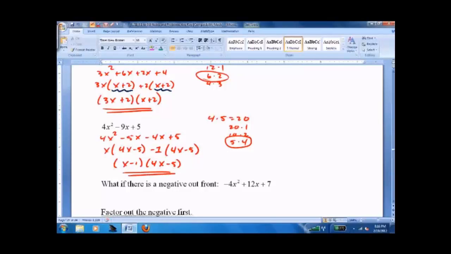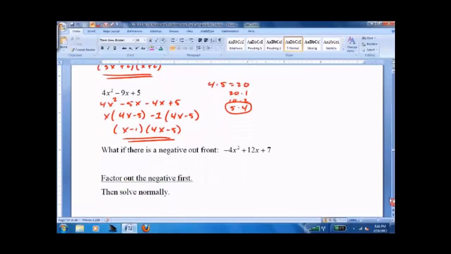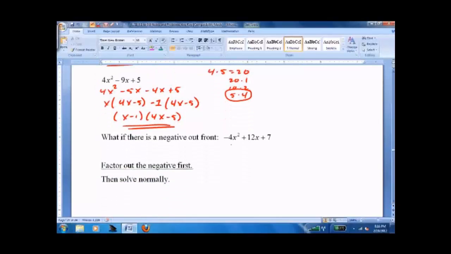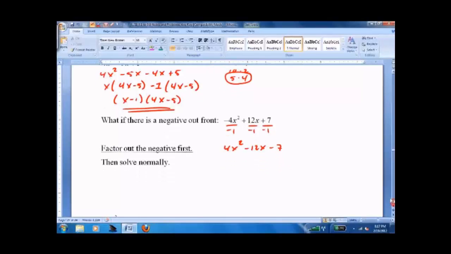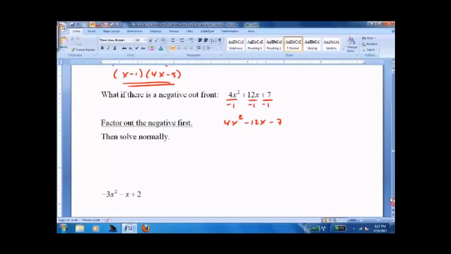That's it. Now, get a negative out front. I've seen people try and handle this. Don't. Get rid of it. We can divide by a -1 and rewrite. Trying to do it with the negative out front is very challenging. I don't recommend it at all.